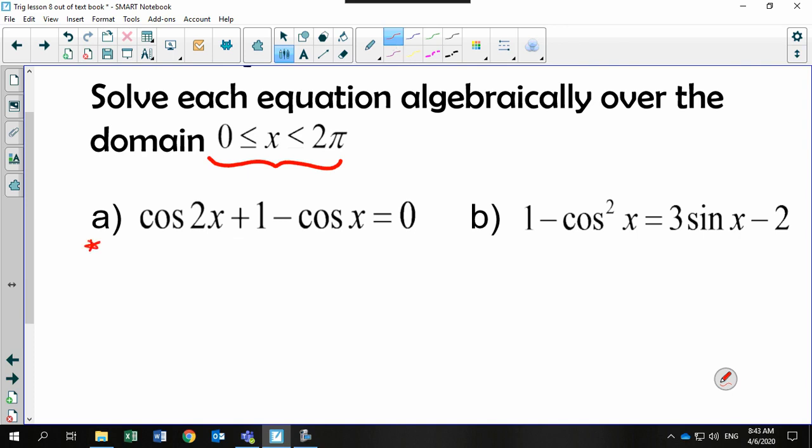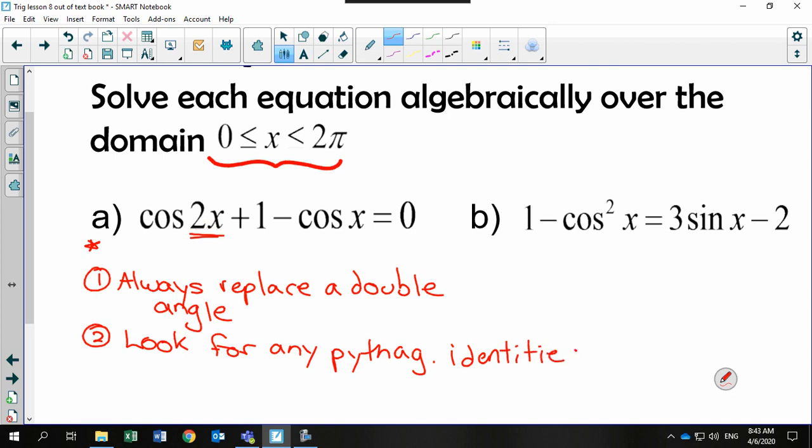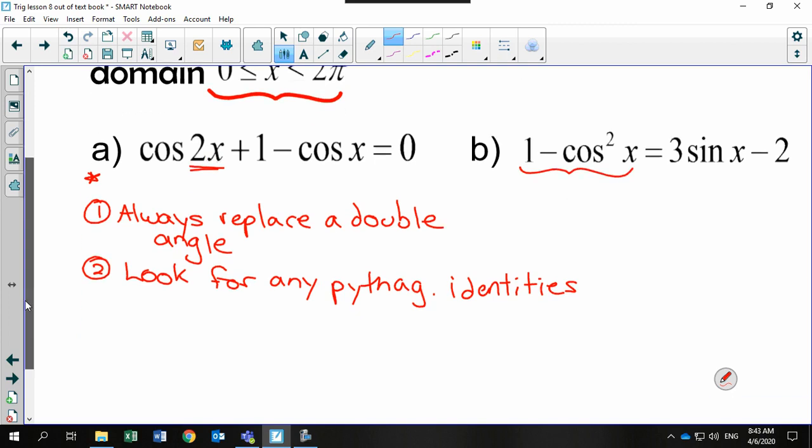Notice how this first equation looks. I'm going to write out a couple things you need to make sure that you do. Number one, always replace a double angle. So if you look at this first example, we have a double angle in here, so we always want to get rid of that. Second, look for any Pythagorean identities. Those are usually the ones where you have something squared. So if I look at this second answer, we have something like 1 minus cos squared. That would be where a Pythagorean identity would be.